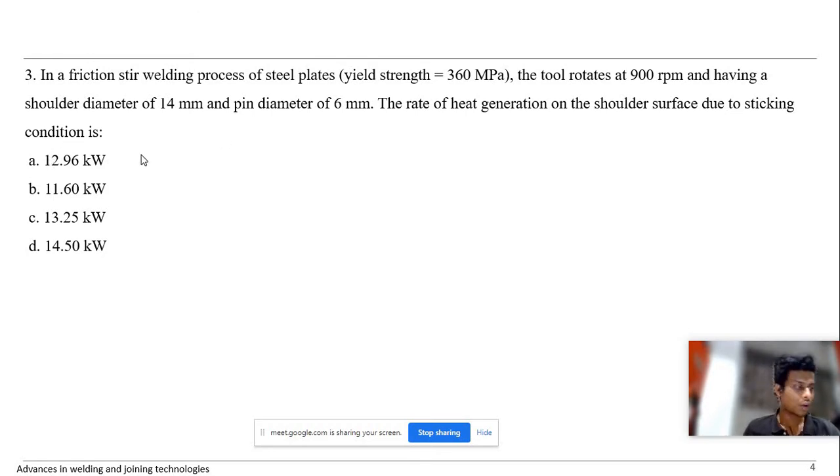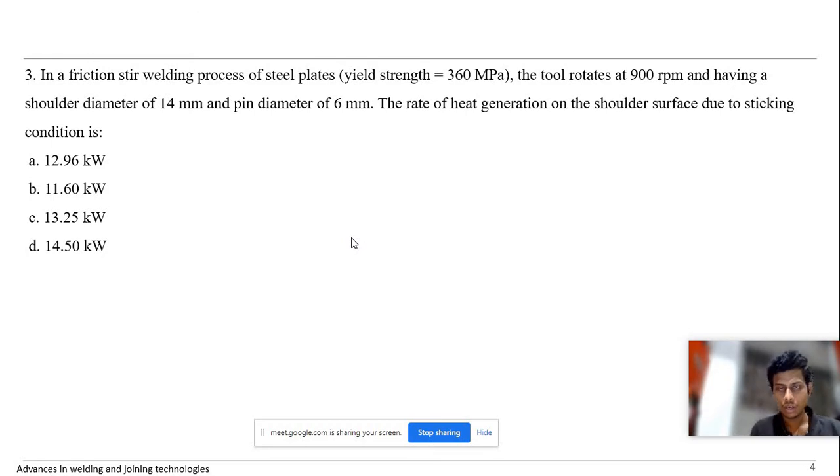The actual formula is Q equals 2 pi omega tau contact, which means shear stress contact, into (RS cube minus RP cube) divided by 3, where RS is the radius of the shoulder and RP the radius of the pin. Mainly that tau contact will change based on whether it is sticking condition or sliding condition. For sliding condition, tau is equal to mu p. For sticking condition, as explained by sir, it is directly given by sigma y by root 3.